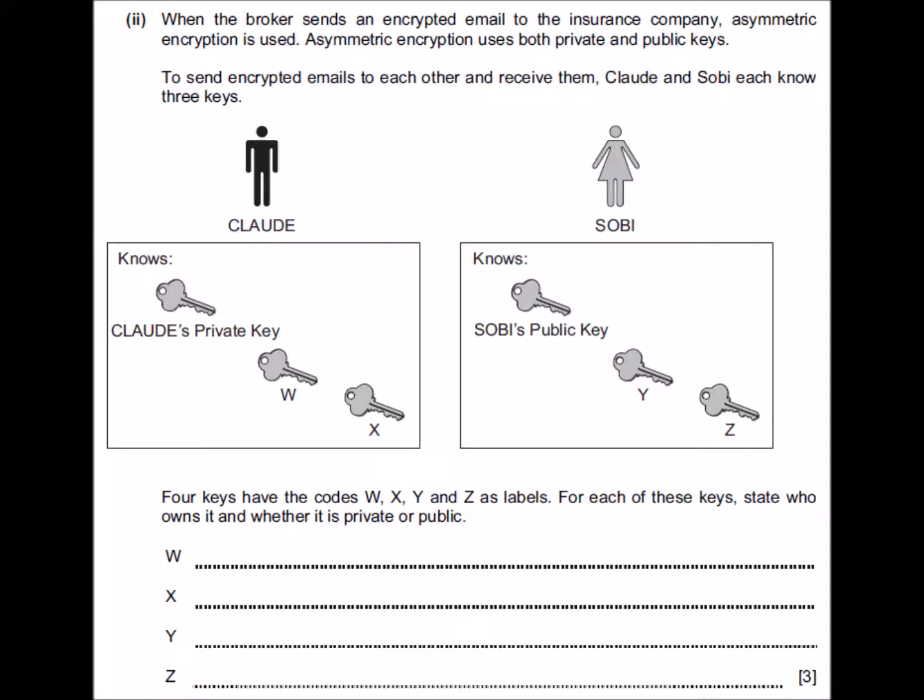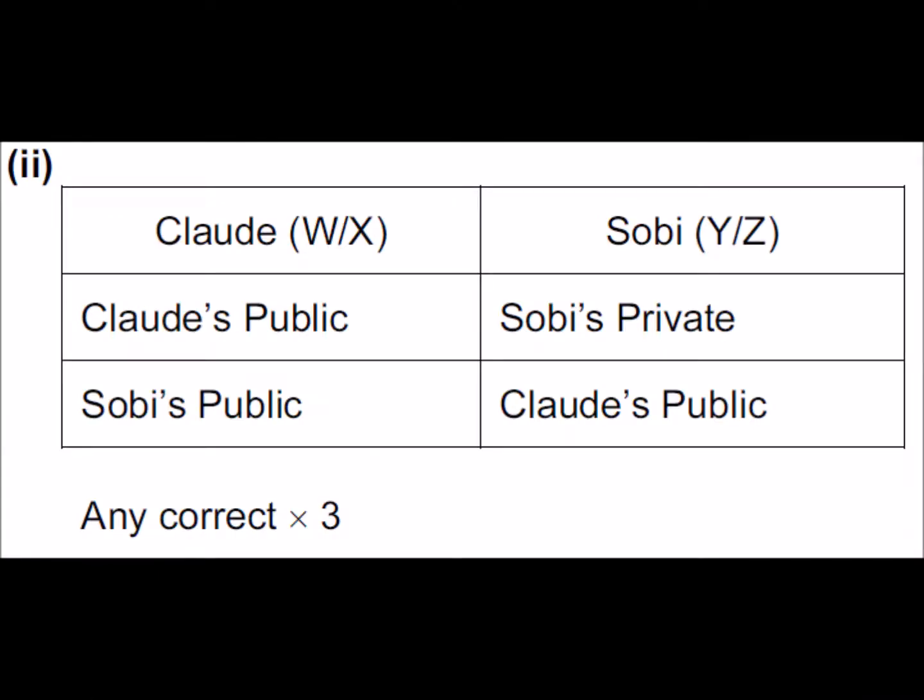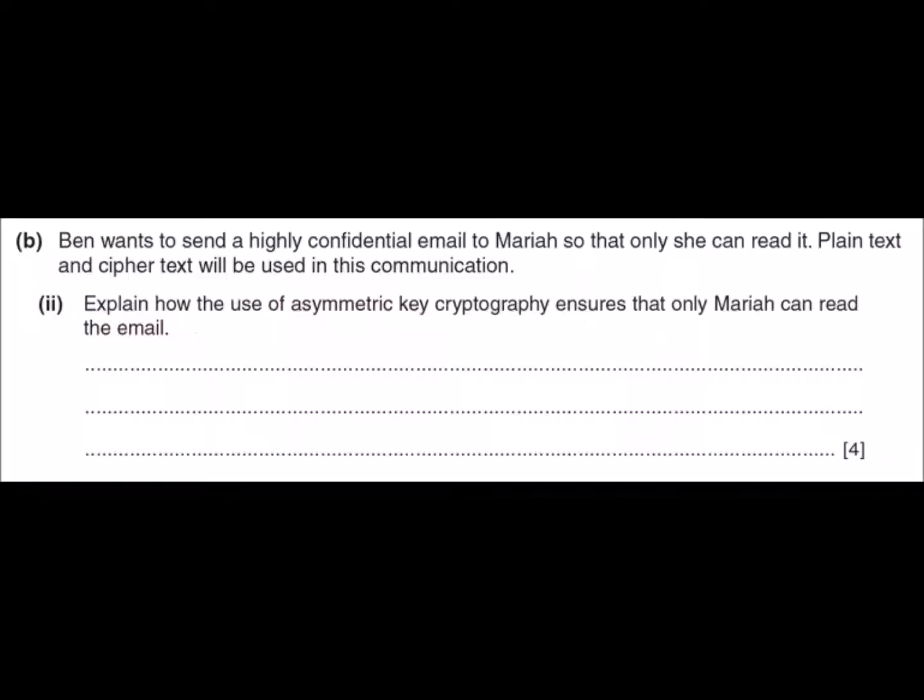Now for some past paper questions. In this first one, you need to show which keys each person has. I'll give you time to pause and try the question if you want, and then we'll go over the mark scheme. So for this one, you need to realise that each person would have their private key, their public key, and the other person's public key.